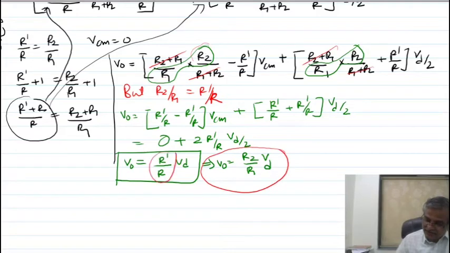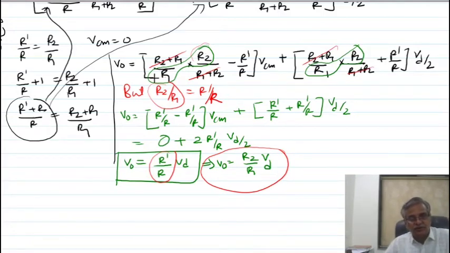Reason is that R dash by R is what? R2 by R1. So R dash by R is R2 by R1, so I can write like this. So if this is given, then you can show VCM is 0. Look here, the common mode signal became 0. If this is the condition, then this has to show 0. So you can see the common mode term is getting 0. If R dash by R is equal to R2 by R1, this is the 0 you can see. I think you understand this discussion.